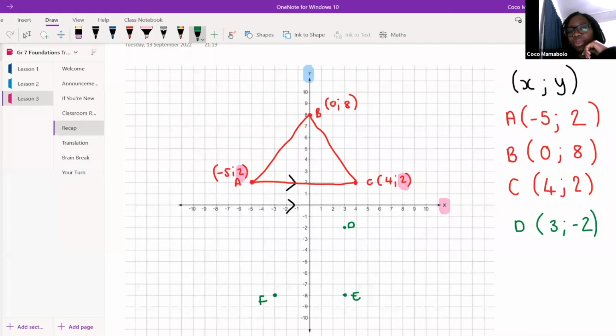Iminati, be careful with your signs. Well done, Roland. All right, what about E, guys? Smita says E is 3 and negative 8. I agree. Tetelo, be careful about your positives and your negatives. 3 and negative 8.